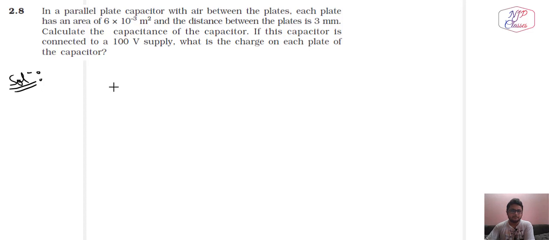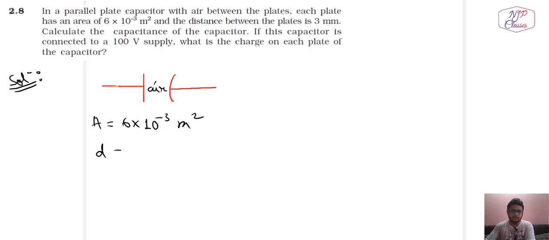Suppose this is a parallel plate capacitor with air between the plates. The area is 6 into 10 to the power minus 3 meter square and the distance between the plates, d, is given as 3 mm, that is 3 into 10 to the power minus 3 meter. That means d is the distance between the plates.